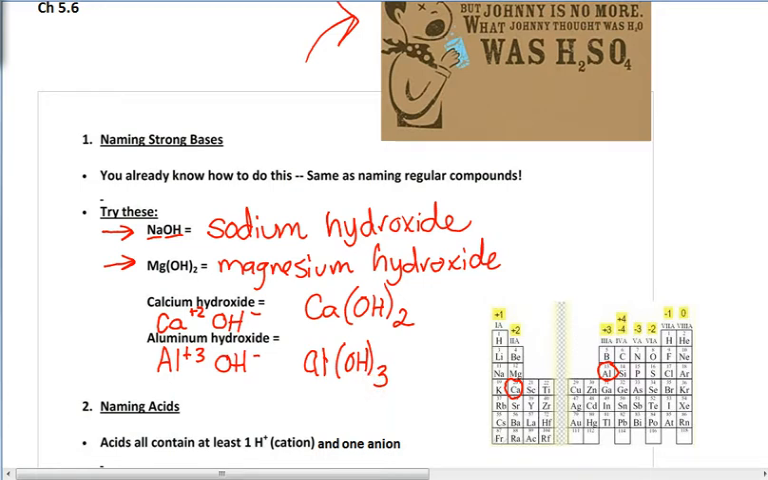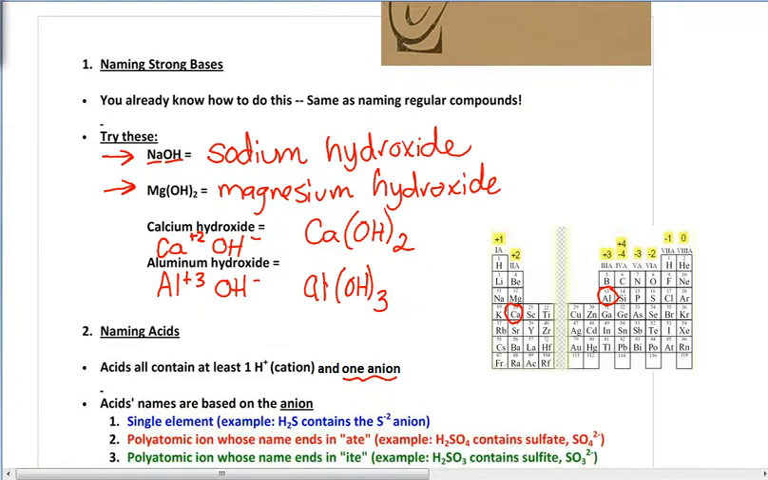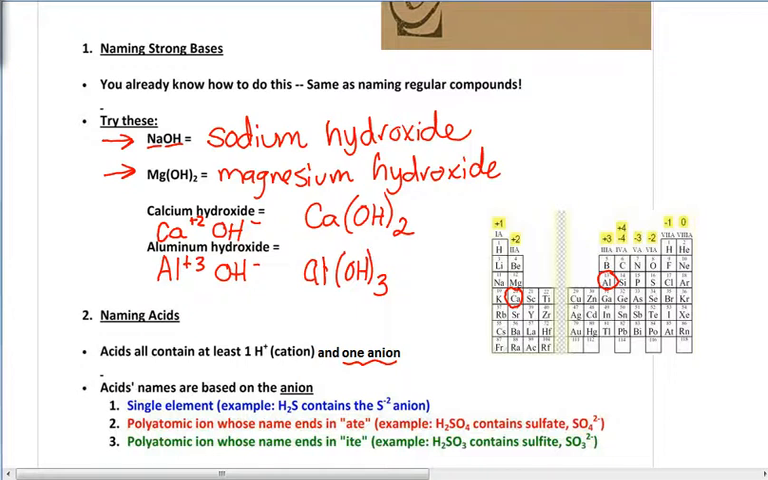Okay, let's talk about naming acids. One thing we know about acids is that they all have at least one H+, one hydrogen ion, cation in there. And then they also have an anion, something with a negative charge. The name is going to be determined by what kind of anion they're with. There's 3 options, and I've color-coded them here for you.